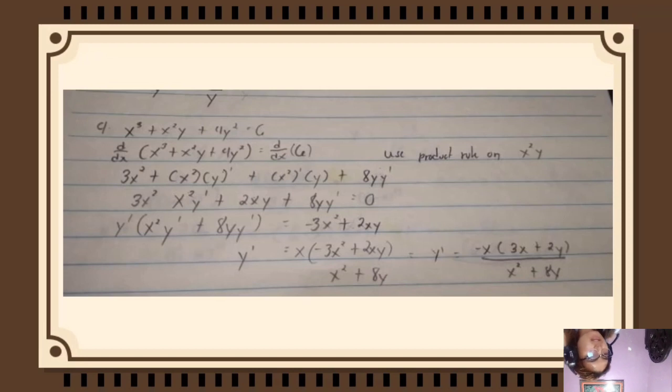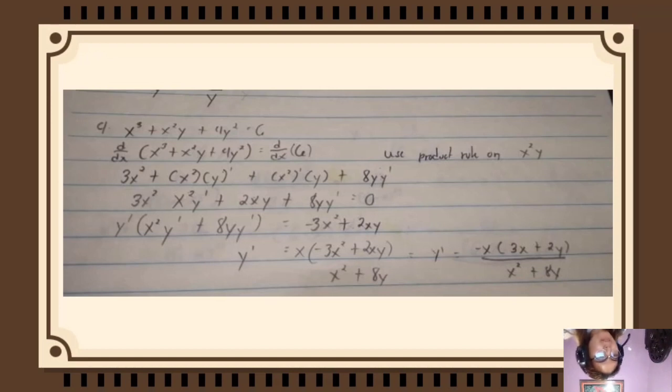Okay. So, pwede pa natin gawin ng ganito. Dahil may x naman dito sa dalawa, pwede natin i-move out si negative x. Open parenthesis, 3x plus 2y, negative yan, all over x squared plus 8y. Okay? Gets ba?